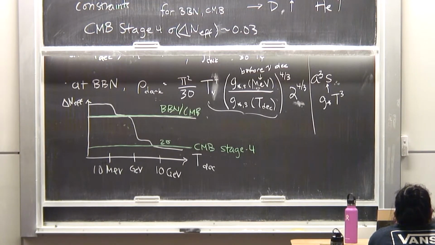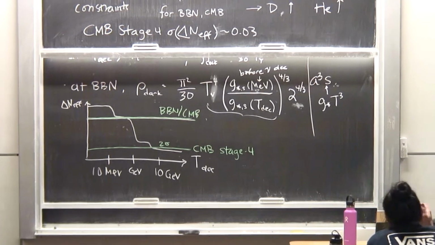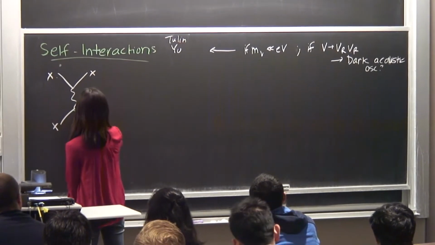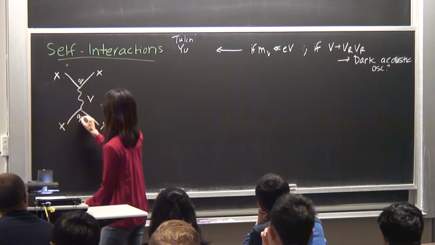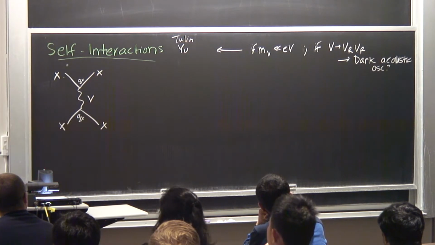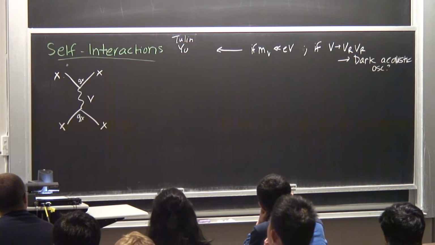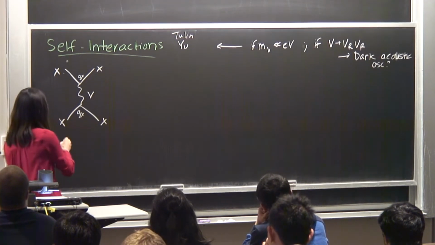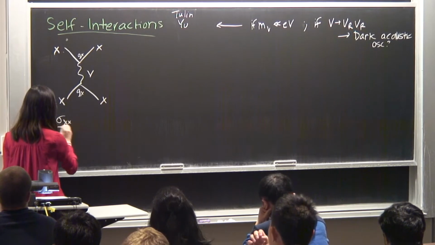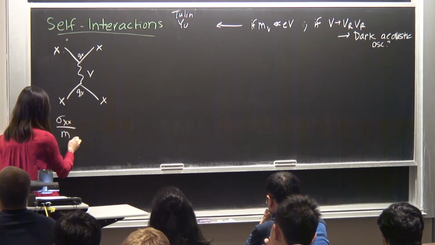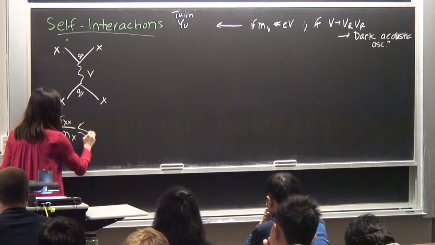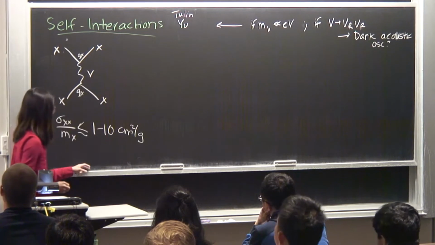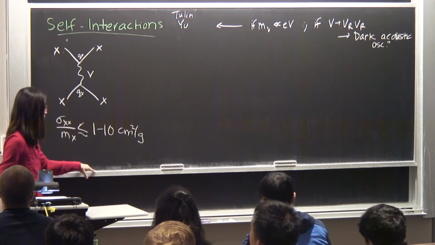Okay, so very quickly, let's do self-interactions. So this mediator coupling allows things like this. And the current constraint is given in terms of the cross-section per unit mass. And there's a lot of debate about exactly what number and what system you look at, but I'll just put a range of 1 to 10 centimeters squared per gram.